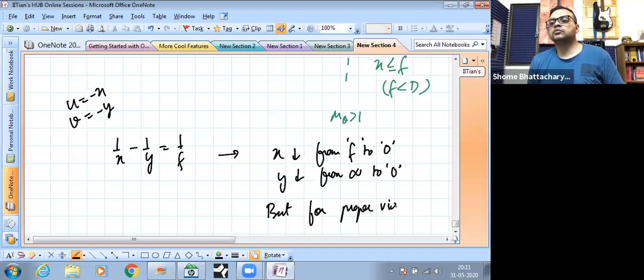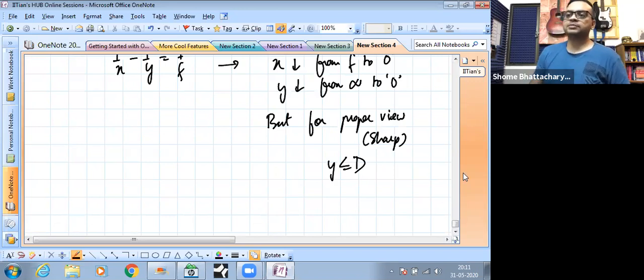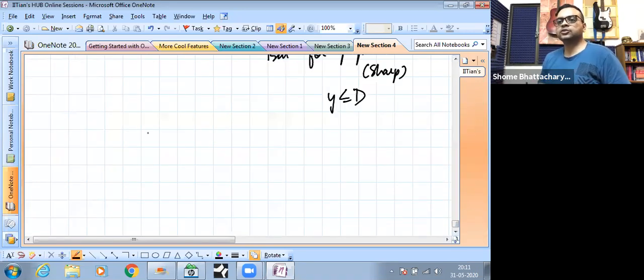proper view, that is a sharp view, okay, y should be less than or equal to capital D. Because remember, your viewer is observing the image A prime B prime, and that should not come closer than the near point of his eye. Okay? So that becomes a limit for us. Okay? So that's how we get the range of magnification.